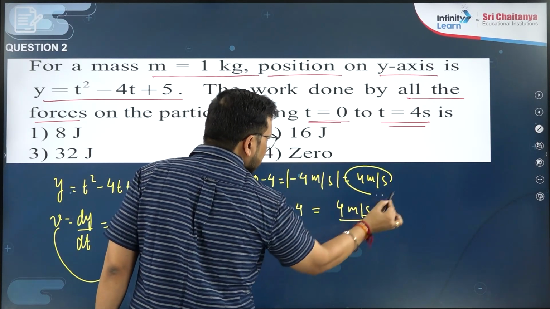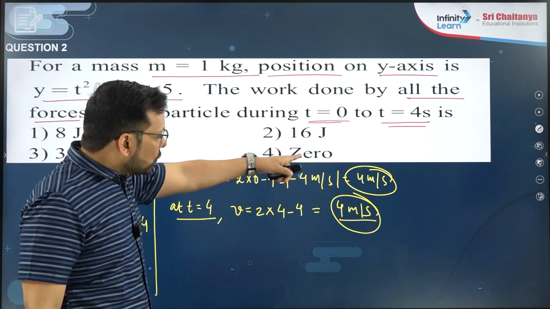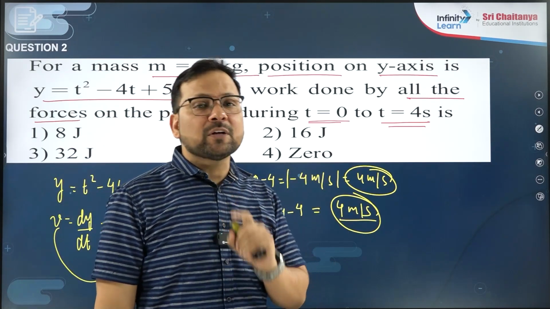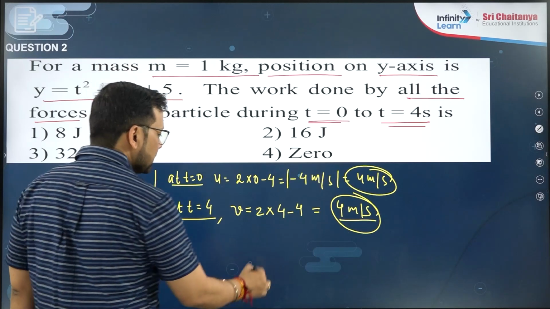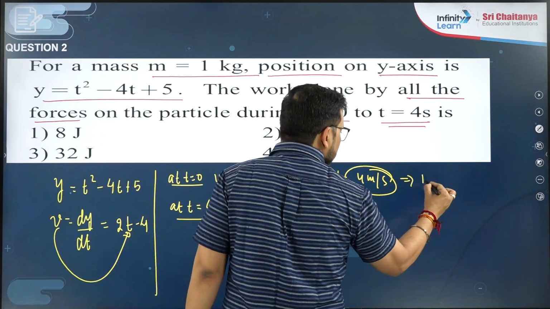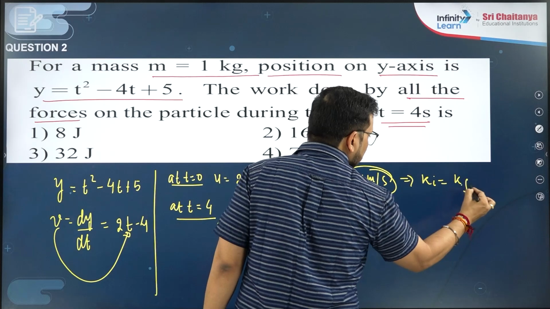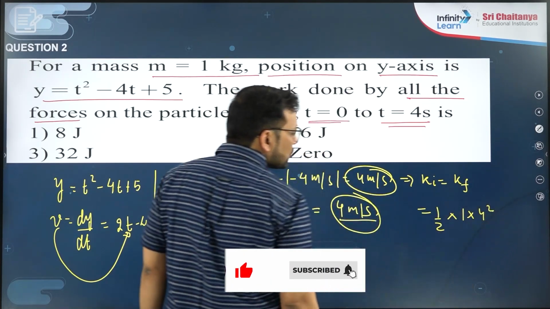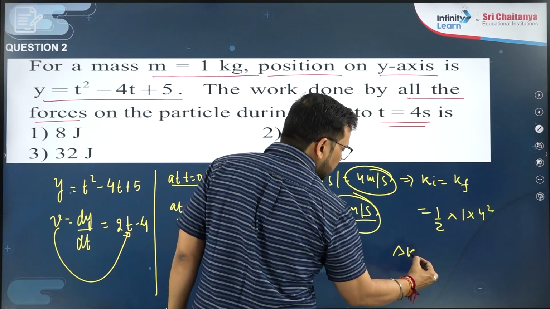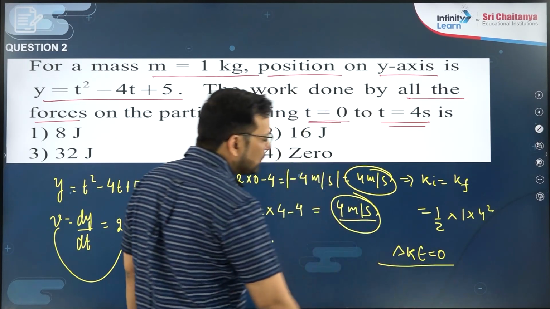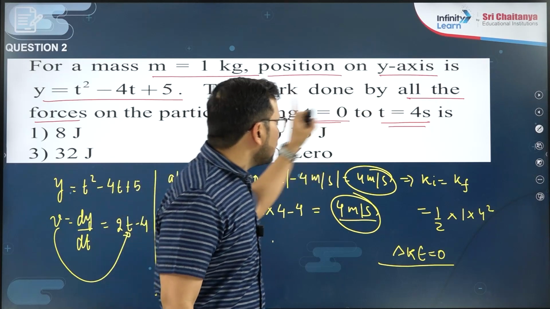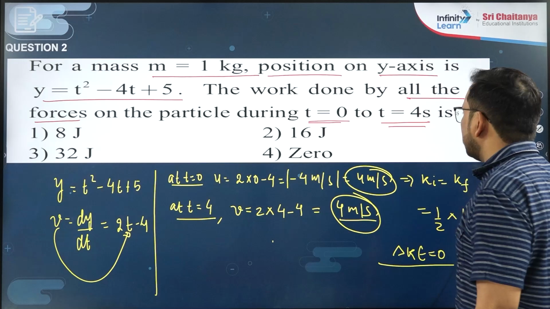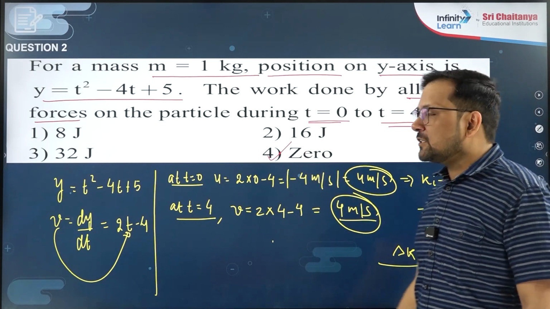In this question, is the speed changing? 4 to 4, is the speed changing? No. Initial, final, 4, 4. Speed does not change, so kinetic energy will also not change. It means initial kinetic energy equals final kinetic energy, and both are equal to half, m is 1, v is 4 square. So when both kinetic energies are the same, the kinetic energy change is 0. And work done by all the forces equals change in kinetic energy. So which option will we take, my dear? The option will be 0, because kinetic energy is not changing.